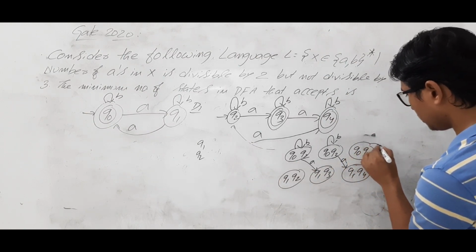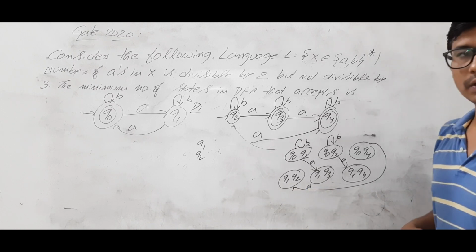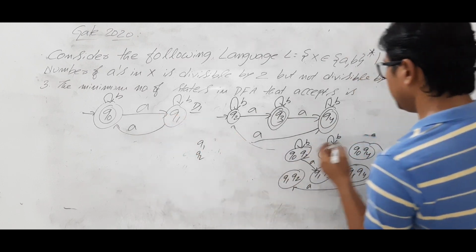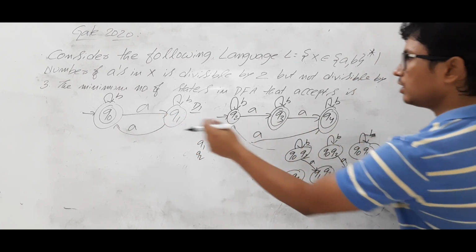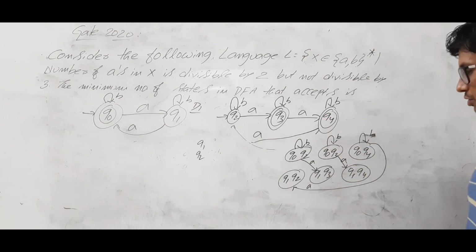Q4 on A it is going to Q1, Q2. Are you able to understand? Then Q0, Q4 on B it is going to itself. You can check it. Q0 on B it is going to Q0. Q4 on B it is going to Q4.